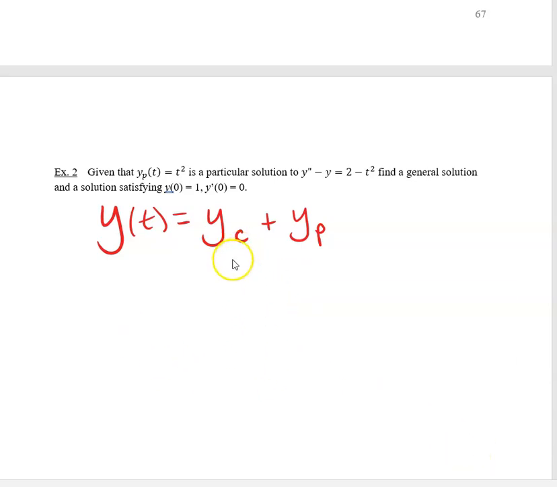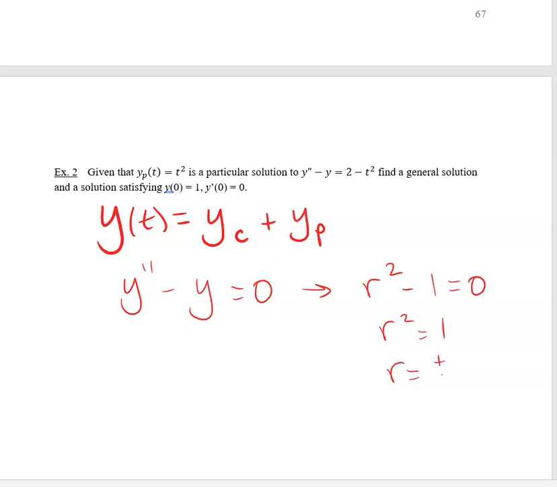So I'm going to go ahead and find a complementary solution to go with the particular solution that they've already given me of t squared. So let's go back and remember how to solve a homogeneous second order equation using the auxiliary equation. Note that we've got y double prime minus y. If we set that equal to 0, our auxiliary equation becomes r squared minus 1.